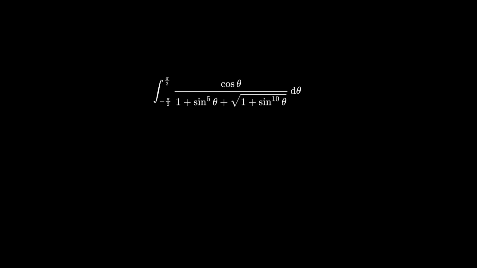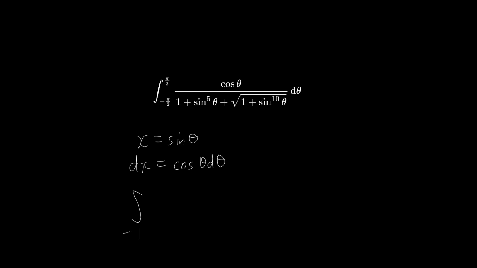Today we're going to integrate cos theta over 1 plus sine to the 5 theta plus square root 1 plus sine to the 10 theta between minus pi over 2 and pi over 2. First thing we're going to do, we're going to make x equal sine theta. And we're doing this so we can get rid of the cos theta that's on the numerator.